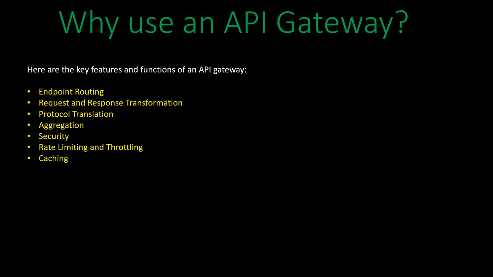Then caching. API gateways can implement caching strategies to store and serve frequently requested data, reducing the load on backend services and improving response times.